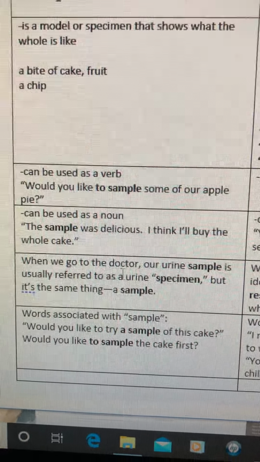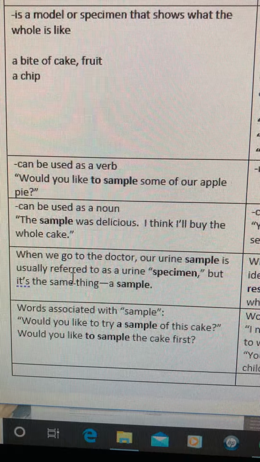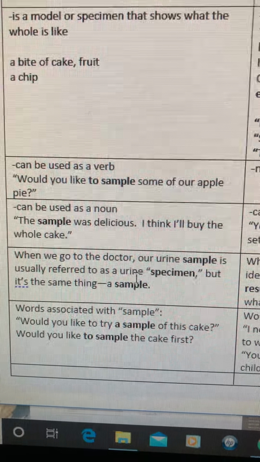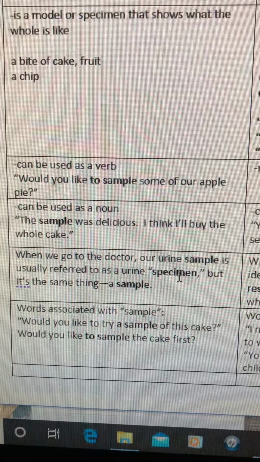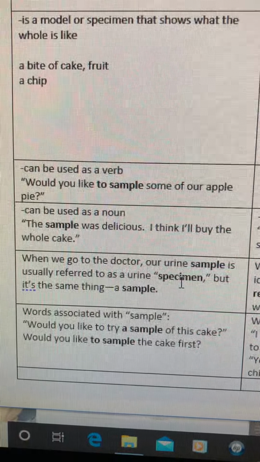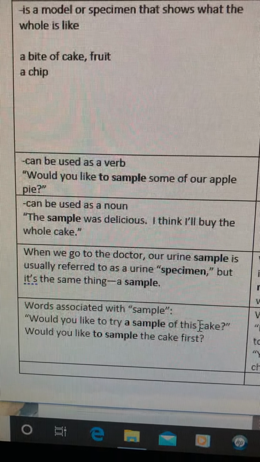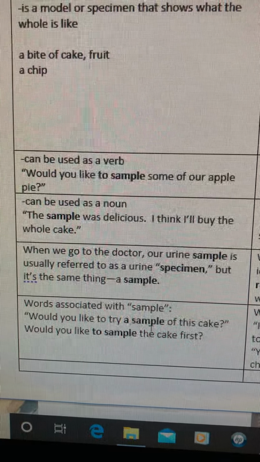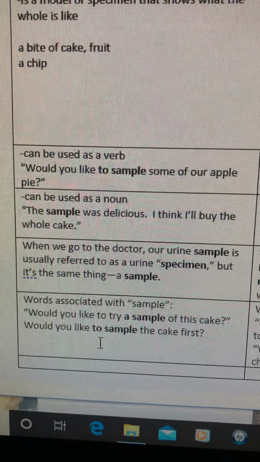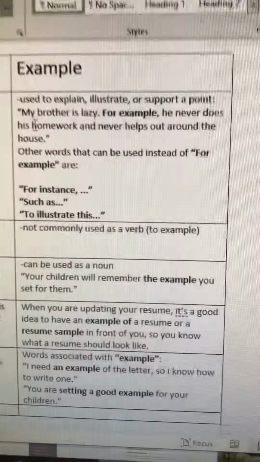And when we go to the doctor, our urine sample is usually referred to also as a urine specimen. It can be called either a urine sample or a urine specimen, but it's the same thing, a sample. Words associated with sample are, would you like to try a sample of this cake, or would you like to sample the cake first?